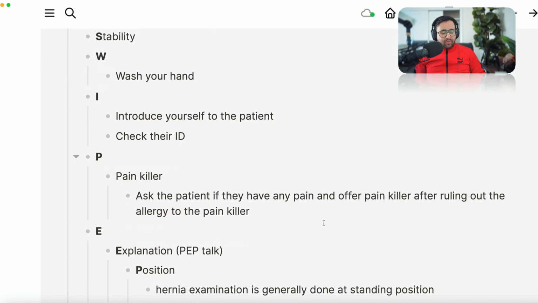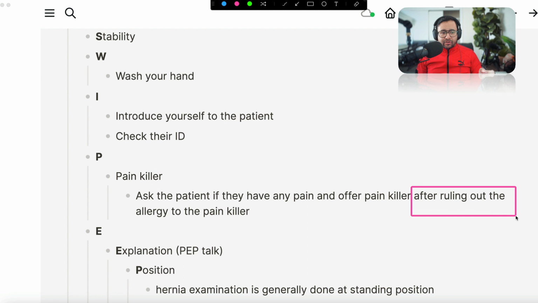So the next important step is offering the painkiller. Now, how do you do this, or how do you explain this to the medical student? What you have to say is, you first ask the patient if they have any acute discomfort or pain. If they have any pain, you ask if they need painkillers, and you offer them painkillers after ruling out the allergy to the painkiller. Now, this point is important, and this shows that you are aware of these issues, that some patients can be allergic to some medications and you don't want to give them the painkillers if they're allergic to that particular painkiller. So it just takes you a fraction of a second, I think, just to include this point, but this can show that you are a safe doctor. So that's the painkiller point.